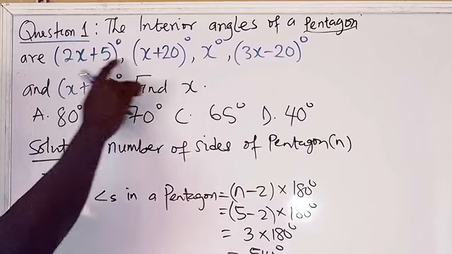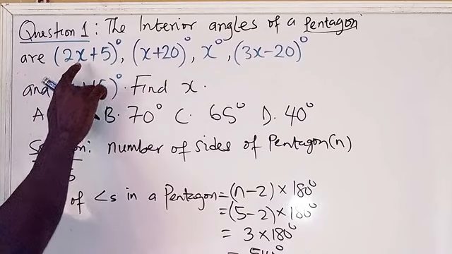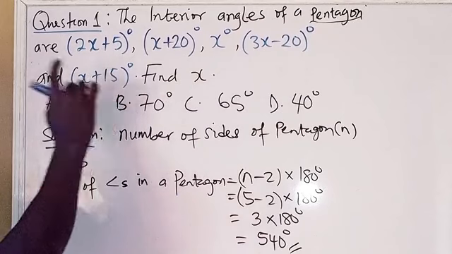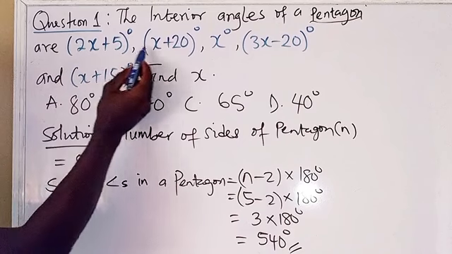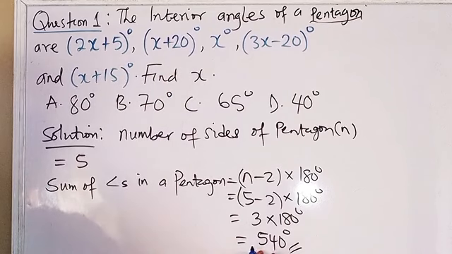So therefore, when you look at this, let's count 1, 2, 3, 4, 5. So it means we have 5 angles. Therefore, the sum of these 5 angles must give us 540 degrees. That is where we are going.